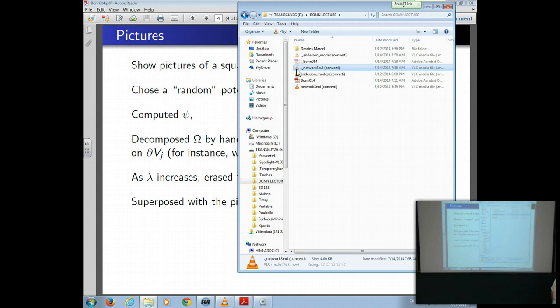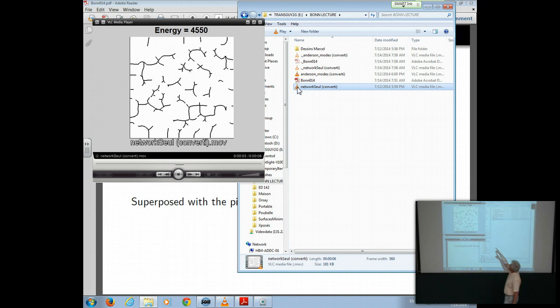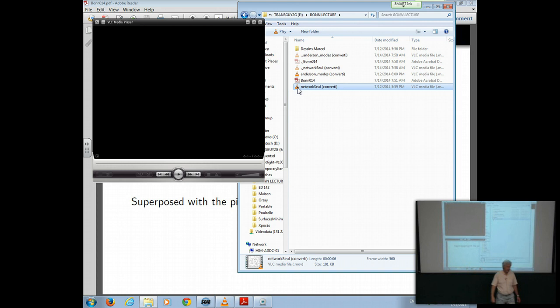Where is it? Let me see. First, let me, I see. Strangely enough, there are two fails. So you look here, this was a thing drawn by hand, then it disappears little by little. So this is a picture that Marcel did. And I show you the other one. The other one is a little longer. It's the same thing, plus the localization of the eigenfunctions.